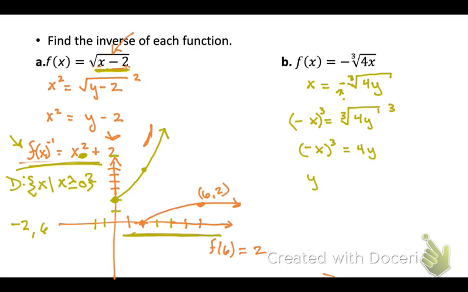Divide by 4. So y, can I just put 1/4 instead of putting divided by 4? Is that okay? It's going to be negative x cubed.